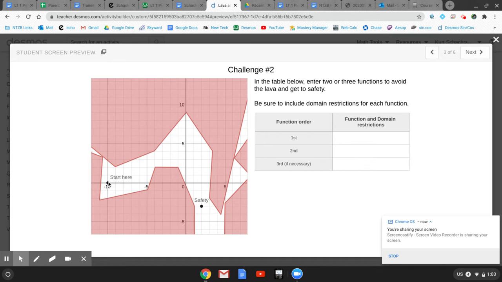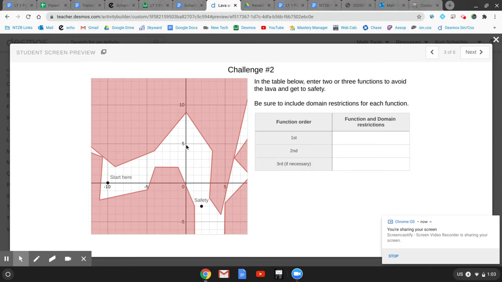So I want to start here and go to here. All of this red stuff is lava. I don't want to touch it. So a reasonable thing would be to follow my cursor right here. If I started at this point, let's say I want to go to this point at 5. So I want to go from -10, and then I want to go in a line to 5.